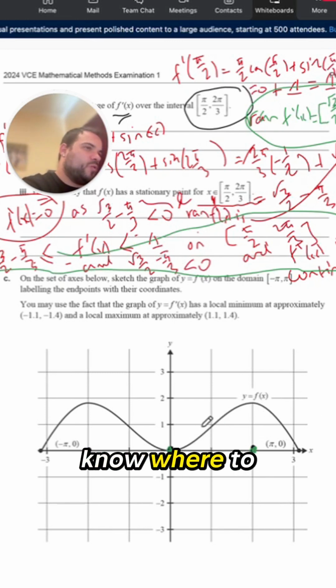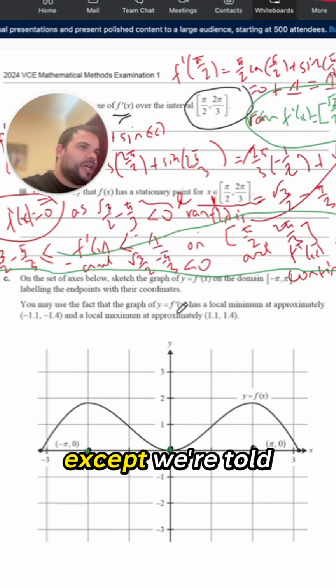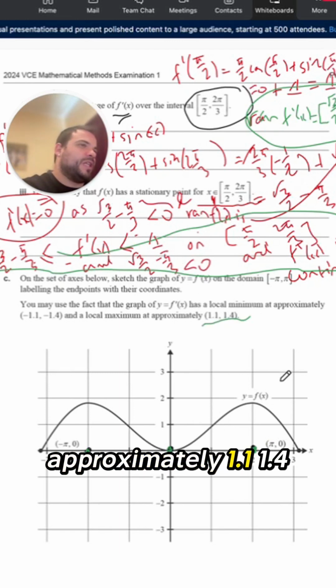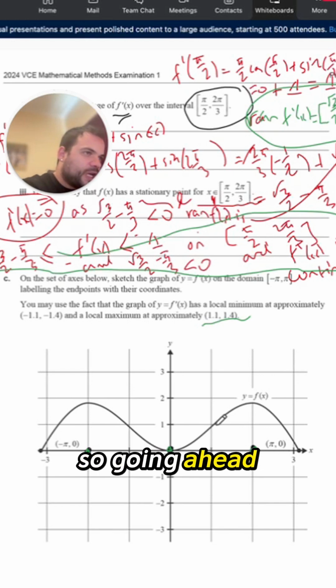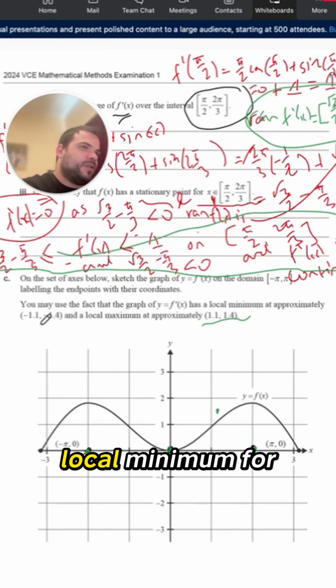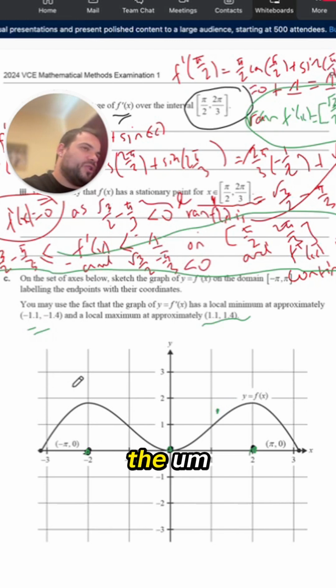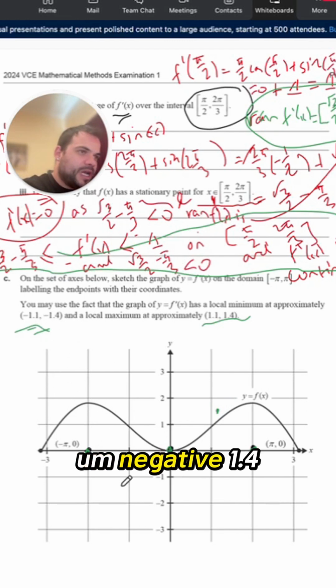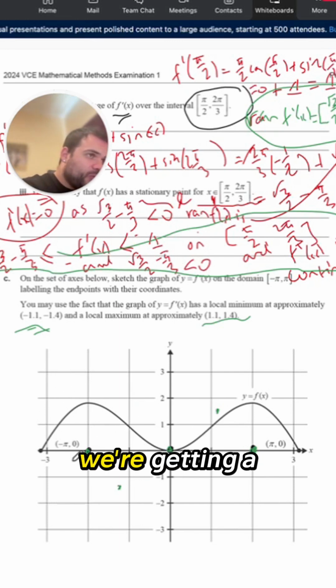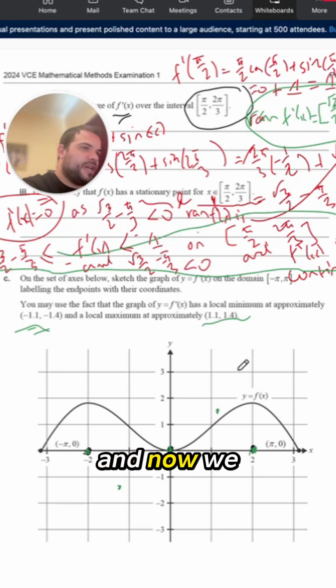So we wouldn't know where to put this local maximum turning point here, except we're told we have a local maximum of approximately (1.1, 1.4). So going ahead here, this looks like at about 1.1, and 1.4 is about halfway in between 1 and 2. So that must be our local maximum. And then similarly, we have a local minimum on the other side at (-1.1, -1.4), so around here. So we're getting a sense of the shape.